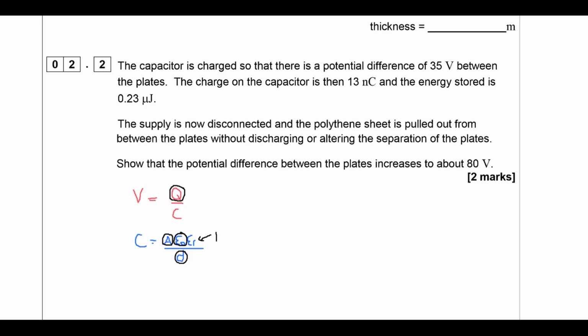If the capacitance has been divided by 2.3, that means this whole expression up the top is going to be multiplied by 2.3. So the final potential difference is going to be 2.3 times whatever the old potential difference was, 35, which comes out as 80.5, which is around 80 volts. We could have done this by calculating the new capacitance and then doing charge divided by that, but this is fairly straightforward to see what's going to happen there. Okay.